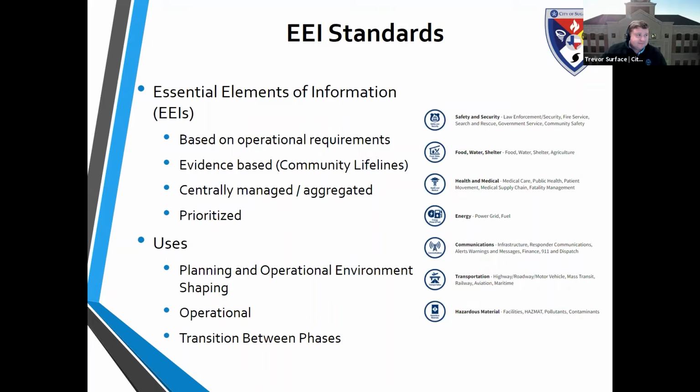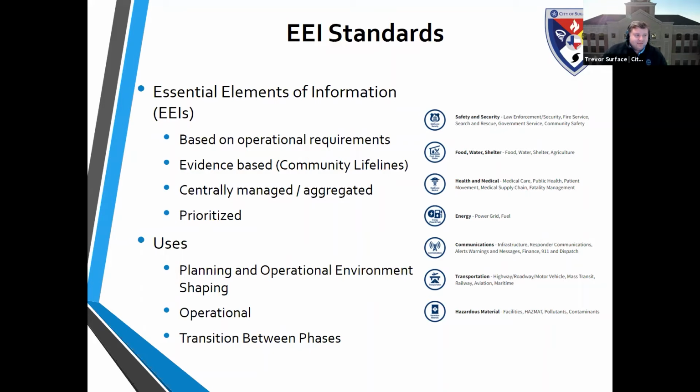in. GIS came in especially on how to deal with these EEI standards, which is your essential elements of information. A lot of these are based off your operational requirements. They're also evidence-based. So after Hurricane Harvey in 2017, FEMA came out with these community lifelines. These were set standard information buckets that allowed people to put their information under.